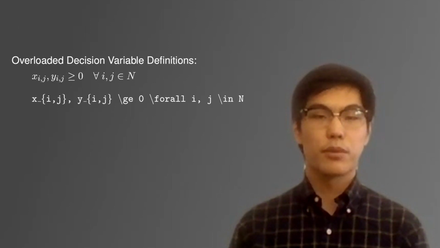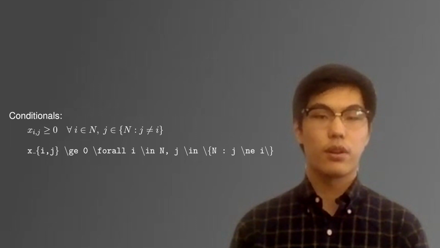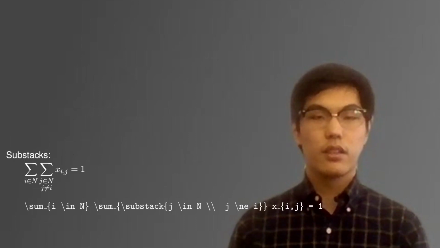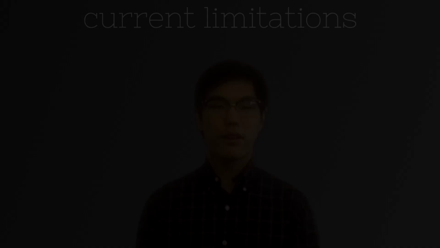Overloaded summations allow the specification of multiple indices within a single summation symbol. Similarly, overloaded decision variable definitions allow multiple variables to be defined in a single line and with multiple indices drawn from a single set. Conditionals for specifying set membership are supported. Within summations, substacks may also be used to specify conditions. tex2solver also handles sets defined by non-consecutive integers.